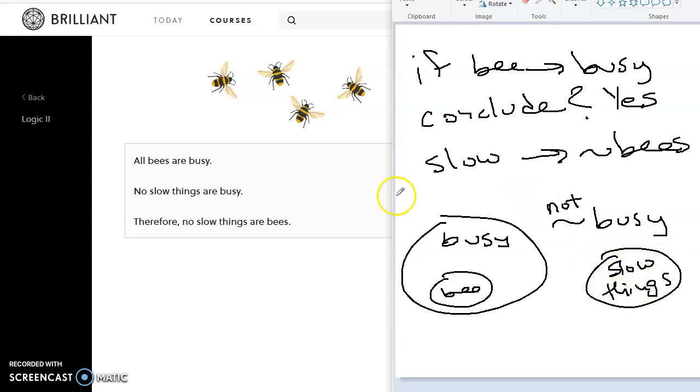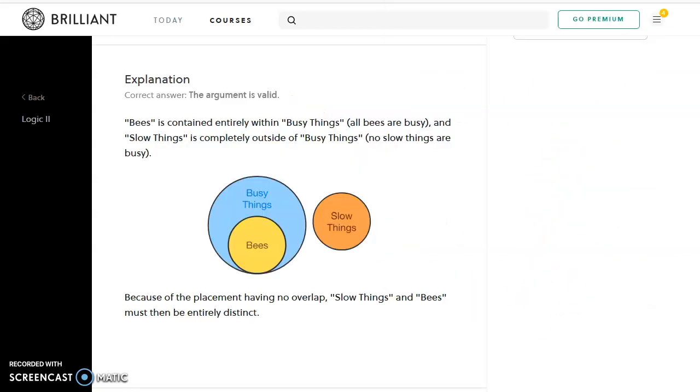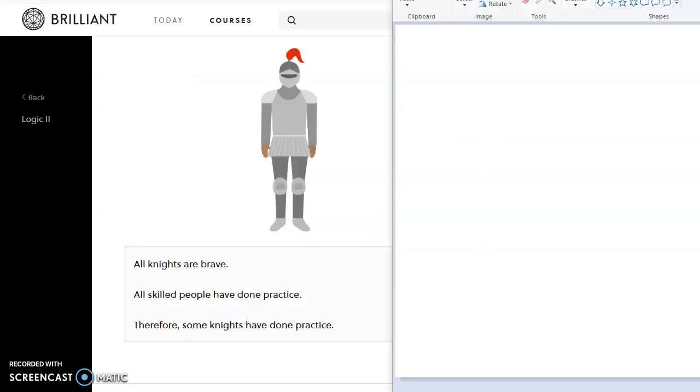Because if I look at my category diagram, none of my slow things can possibly overlap with the bee circle here. So hopefully that makes a little bit of sense. It's a little weird to translate that into the logic symbols, but drawing a diagram can really help. And here is Brilliant.org's explanation that's very similar to mine. Now stay with me. There are only two more examples.